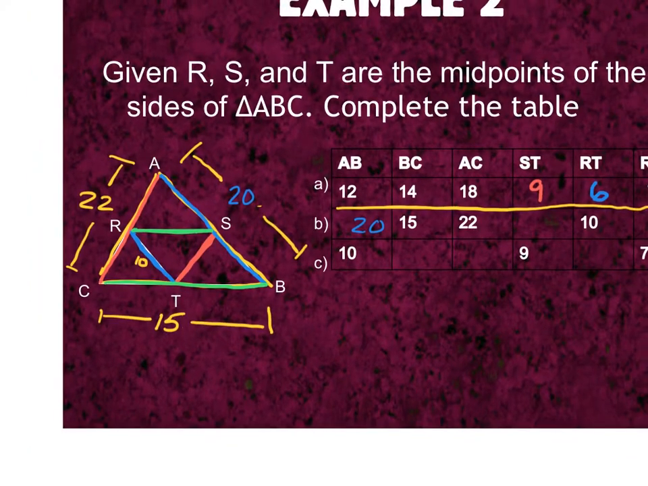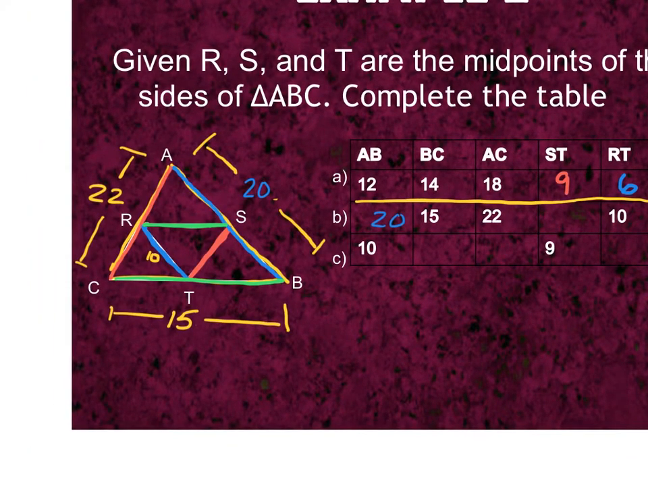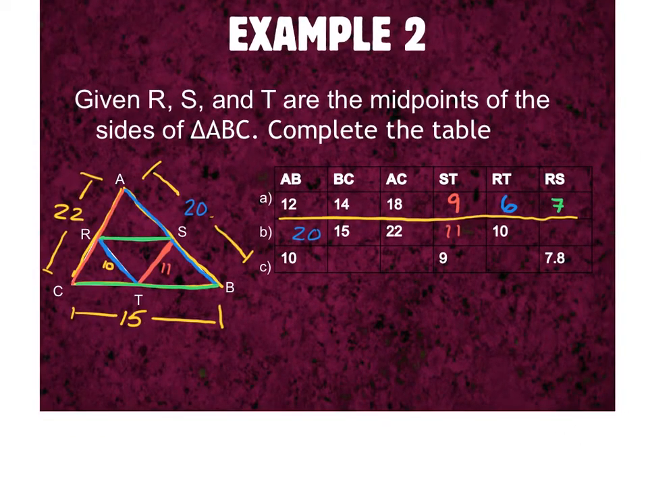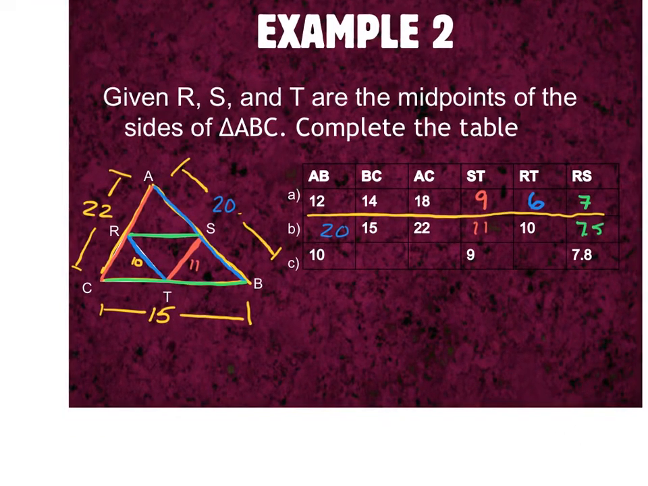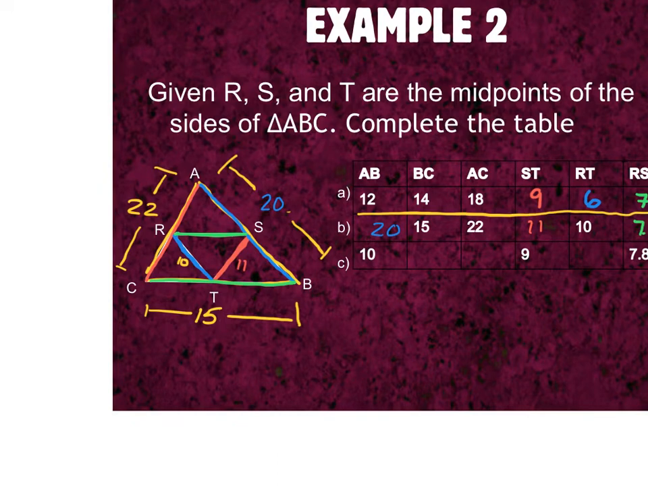Let's keep going for ST. That's the little red line. Yep. ST is half of AC, and you know AC is 22, so you just do 22 divided by 2, which is 11. Okay. And somebody different talk to me about RS. That's the short green line. Yes, sir. RS would be 7.5 because it is parallel to BC. Good. It's parallel to BC, and BC is 15.